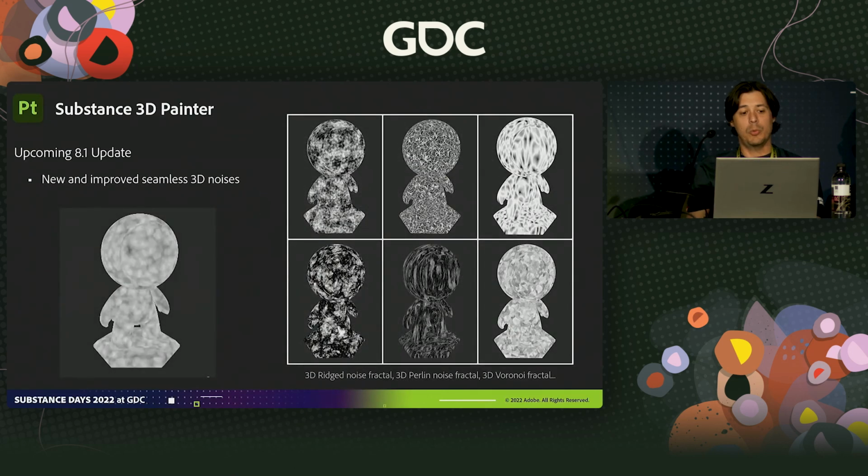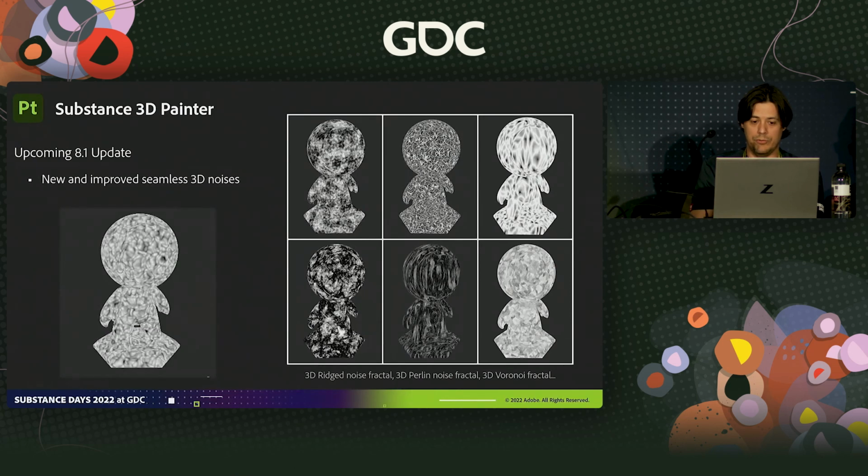Okay, so we've also improved or added new seamless 3D noises. These 3D noises are really great for applying noises without having to worry about UV seams because they're actually true 3D noise. So here we've added a host of these. You've got ridge noise fractal, Perlin noise, and a Voronoi fractal as well. So that's what we have upcoming in the 8.1 update.